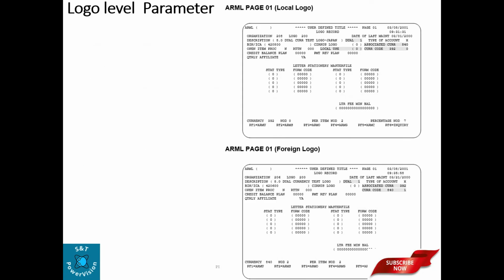Now this is the logo level parameter. We can see the dual parameter, local use: if this is for local use, then this value should be 0 here, and the currency code is 392. For international transactions, the currency code is 840. Suppose your customer is going to use the card in the US, then the currency code will be 840.